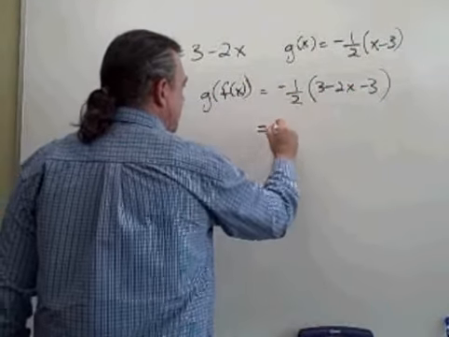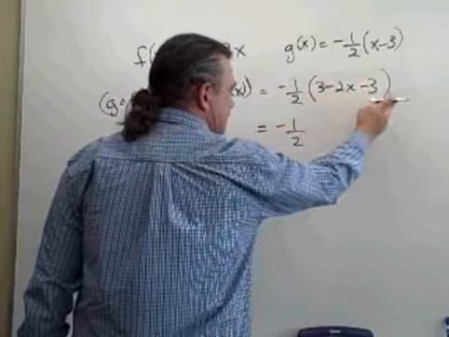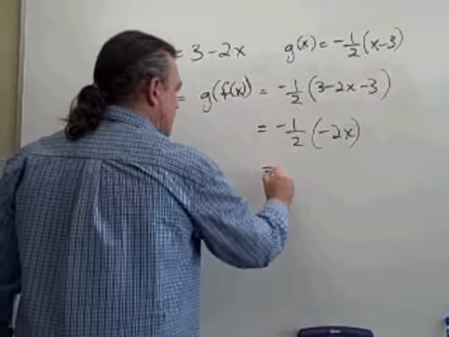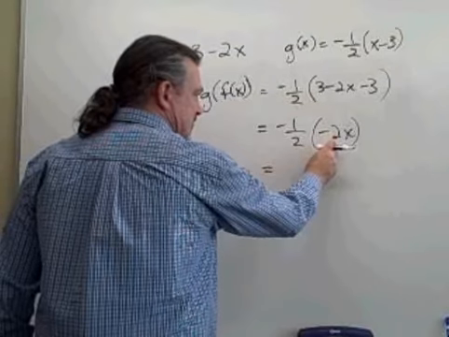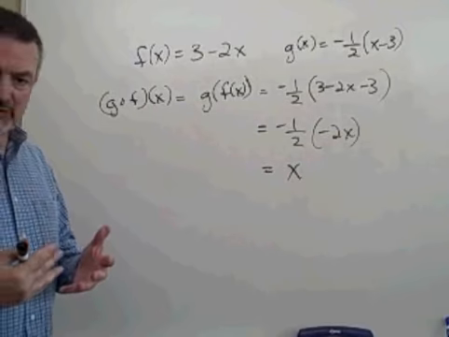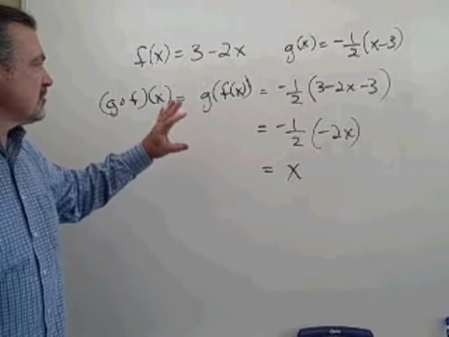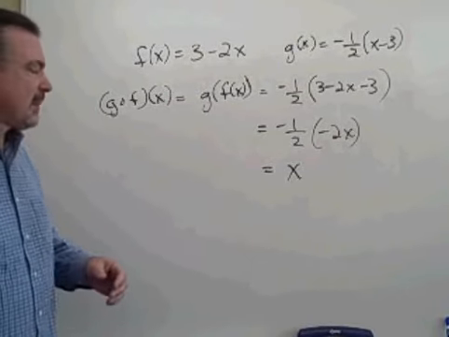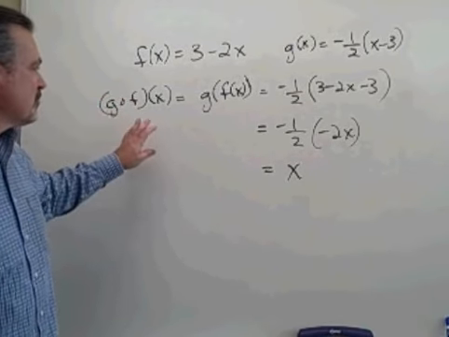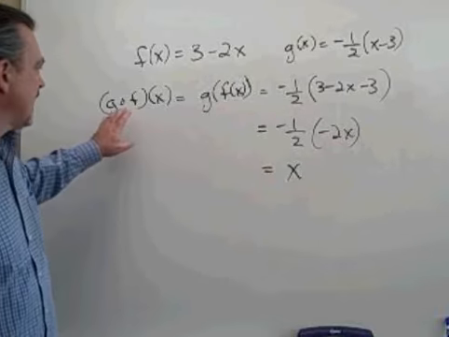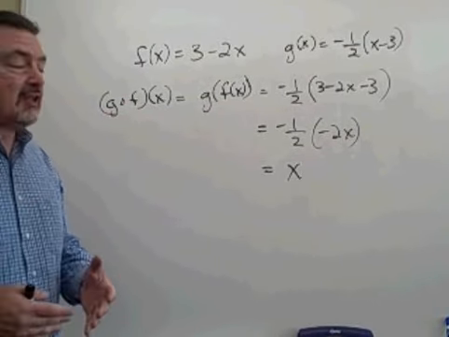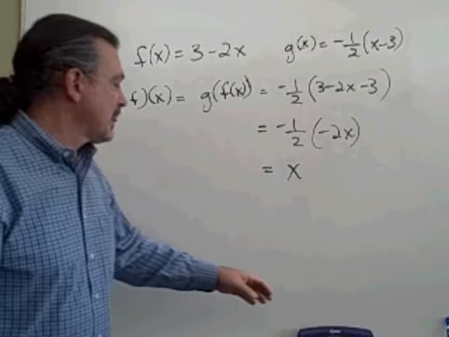And now let's simplify. 3 minus 3 is 0, so that just gives me negative 2x. And negative 1/2 times negative 2 is positive 1. 1 times x is x. And we have demonstrated that these two functions are inverse functions. We demonstrated it by showing that f composed with g equaled x, and now g composed with f equaled x. Whenever that occurs, the functions are inverses.